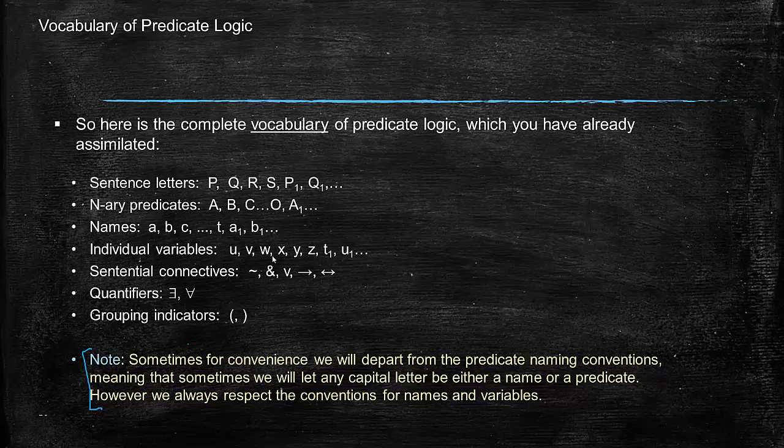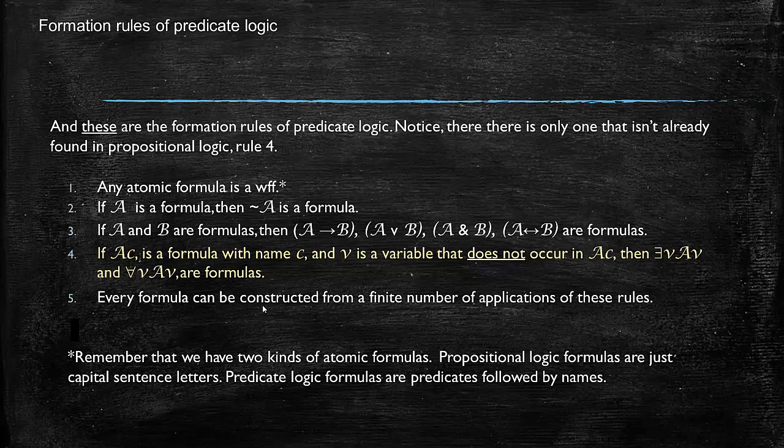We have individual variables. Notice that the names are coming from the front of the alphabet. The individual variables are in the back. And we respect this. We only use the variables U, V, W, X, Y, Z, and T, and really typically we only use X, Y, and Z, though sometimes we'll need a few more. Sentential connectives, which we already know about, quantifiers we already know about, and then the parentheses, which we already know about. Okay, so that's the whole statement of the vocabulary, and then we have the formation rules.